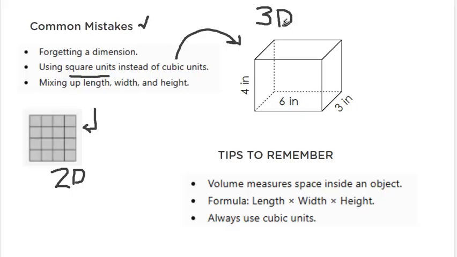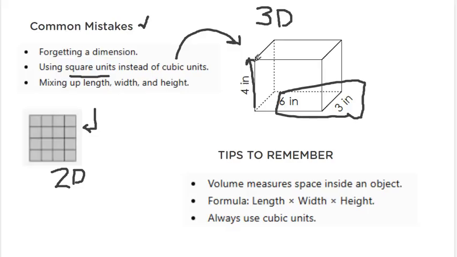Sometimes people will mix up their length, their width, and their height. The most important thing is these 2 are the base. It doesn't matter what order you multiply them, but remember the height is going to be that 3rd number that you multiply by. So make sure you don't get them mixed up. If you have to highlight them or circle the height, just so you don't accidentally put it in the base.